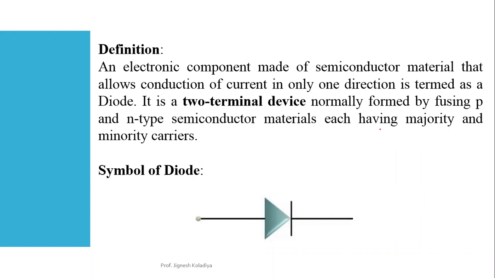Basically, in N type semiconductor, the majority charge carrier is electrons and minorities are holes. In case of P type semiconductor material, majority charge carriers are holes and minority carriers are electrons. This is the symbol of diode. This terminal is anode, and you can find this vertical line. On the vertical line, this terminal is cathode, or even you can represent it like P and N.